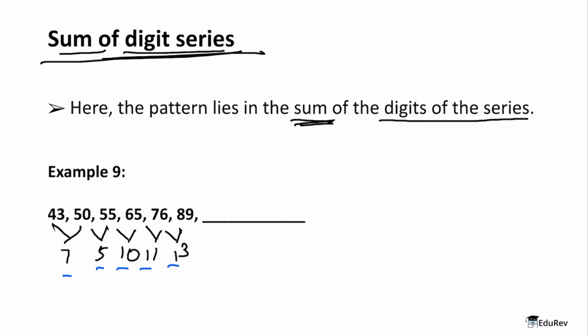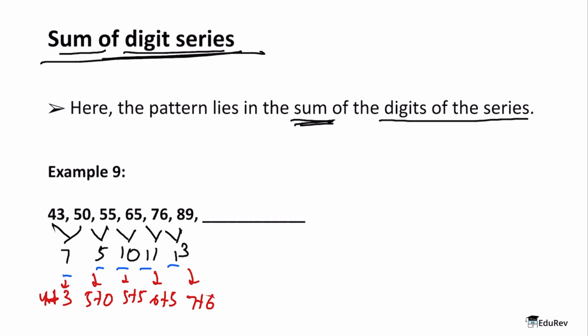But if we know about the sum of the digit series, we can see from a different point of view, which is that 7 is basically 4 plus 3. 5 is basically 5 plus 0. 10 is basically 5 plus 5, 11 is 6 plus 5, and 13 is 7 plus 6. This means that with this number 43, the sum of its digits is being added to it, and that is how we are getting the next number.